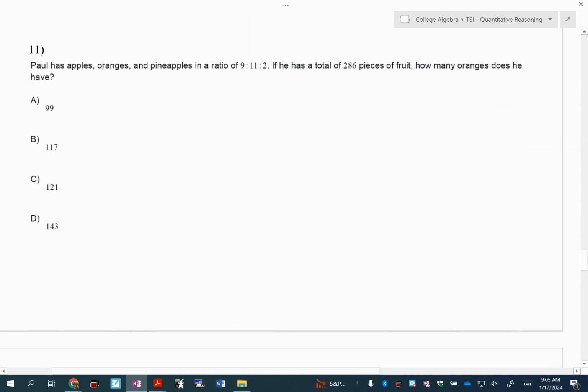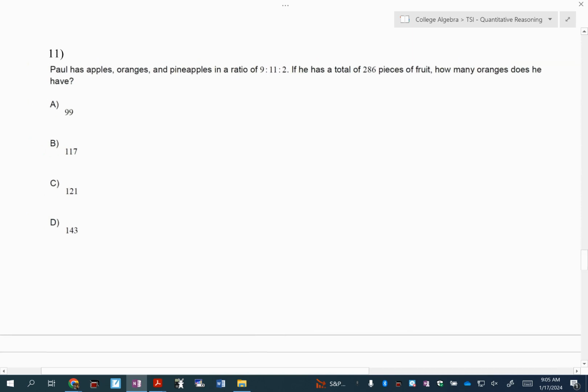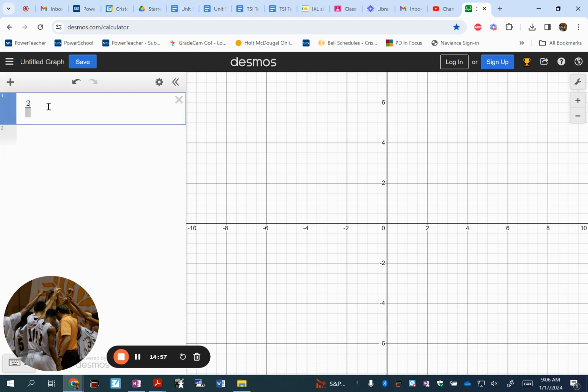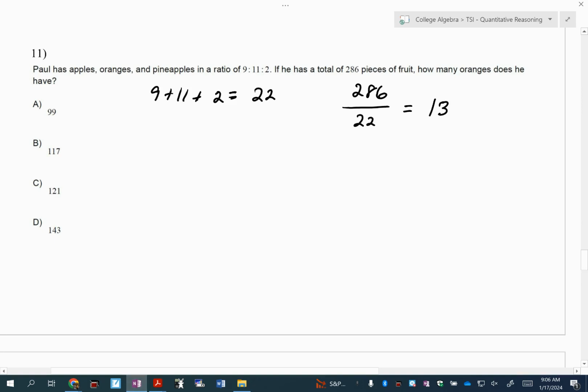11, Paul has apples, oranges, and pineapples in a ratio of 9 to 11 to 12. All right, we're trying to figure out if he has a total of 286 pieces of fruit, how many oranges does he have? Well, let's add up the ratio numbers, right? Because I mentioned this in a previous problem. So 9 plus 11 plus 12 is going to be 32. And then remember, that needs to be a factor of the total number of pieces of fruit. So what's 286 divided by 22, which is going to be 13.